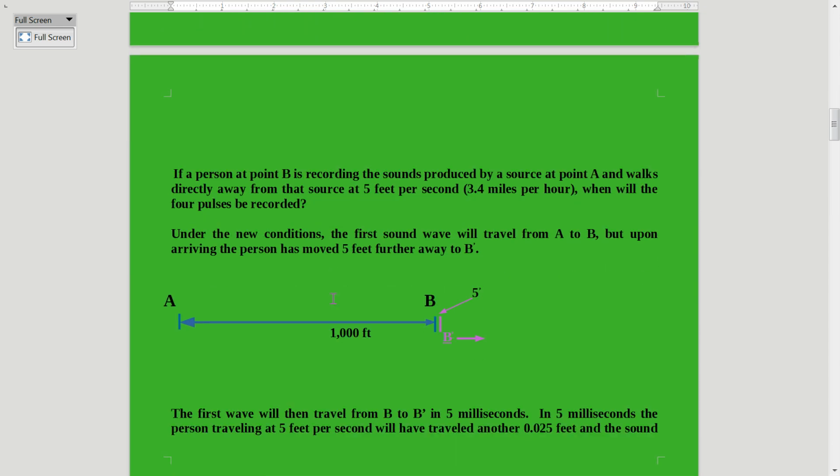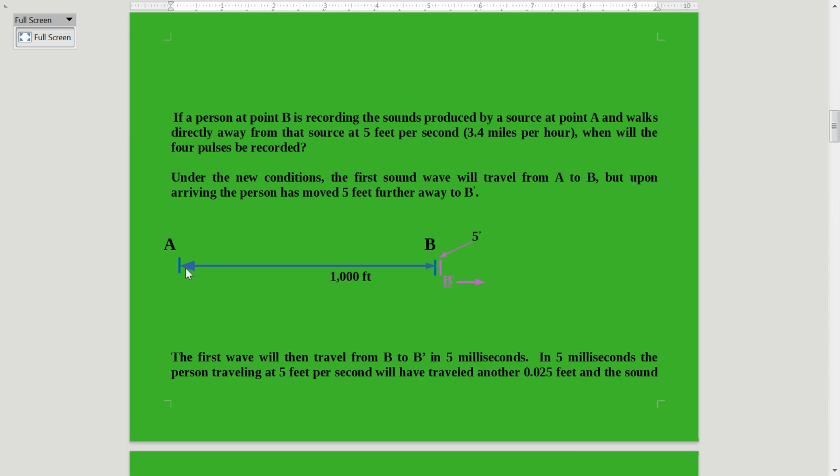Alright, so the scenario is this. Here we got the point source over here at A on the left, and 1,000 feet to the right is point B. That's the same exact scenario as up above. So if a person at point B is recording the sounds made at point A and walks away from point A at this 5 feet per second, when will the 4 pulses be recorded? Well, there's many different ways of looking at this, but let's do it in a simple, direct, incremental way.